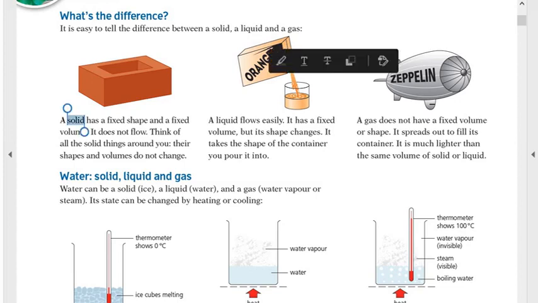The orange juice that is coming out of the orange container is a liquid, which flows easily and has a fixed volume, but its shape changes to match that of the container in which it is placed.